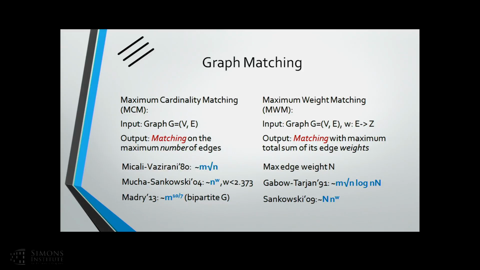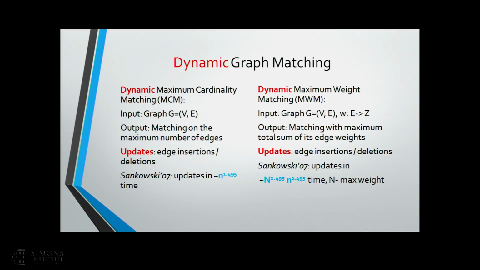Now, what I'm going to talk about today is actually the dynamic version of the matching problem. Here, not only do you want to compute the matching, but you want to be able to support updates. Someone comes in and says, this edge is no longer there, or now I'm adding this new edge. What's the new matching in the graph? And here, the situation is much worse. So I'm just going to focus on the update time, assuming I'm storing an explicit matching.